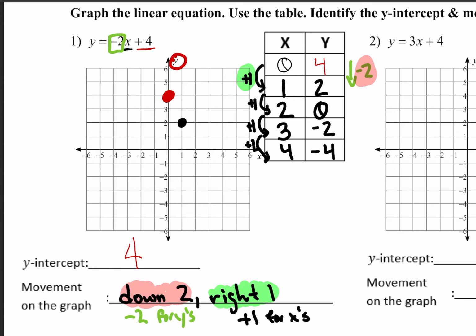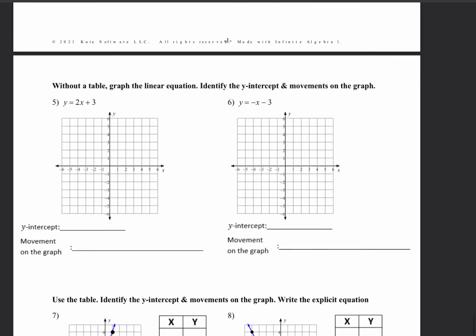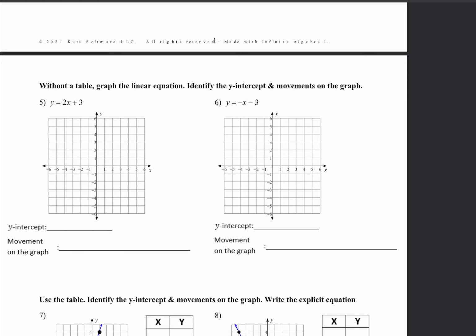So you can use your table or you can use the movements, but here's how your graph is going to look. Okay, and again, it should always be in a straight line because we're using linear equations and that's all we're ever going to use. Okay, so you'll do the same thing for 2, 3, and 4. Okay, 5 and 6, try it without the table. If you need to make it, use the table. Then go ahead and draw a table. That's fine. Okay?